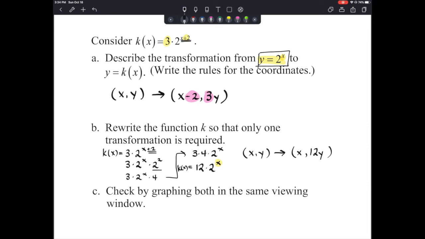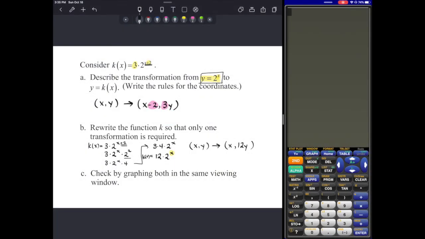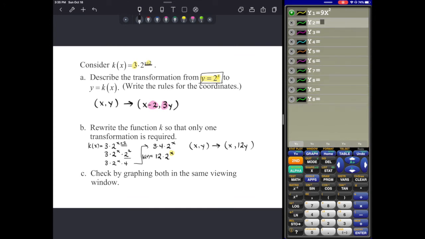Now it says check by graphing both in the same viewing window. So let's do that one more time here. Let me pull that graphing calculator out. Let's go to y equals. We'll clear out what we have in there already. And let's do it. We have 3 times 2 raised to the power of x plus 2. And then down below, we're going to have 12 times 2 raised to the power of x.